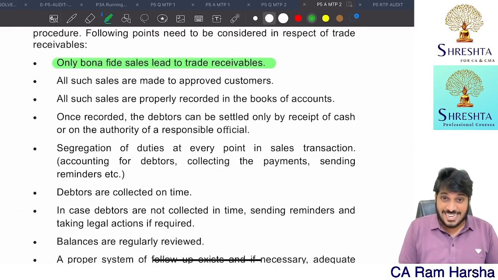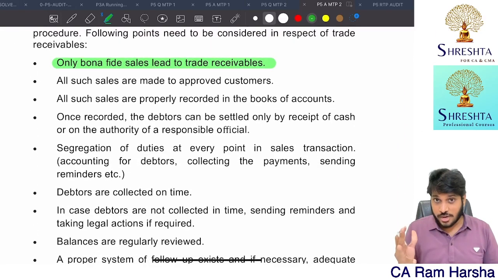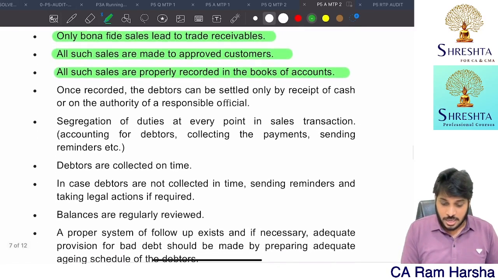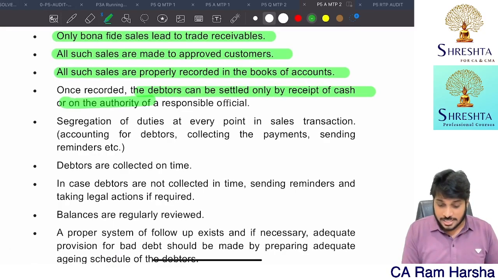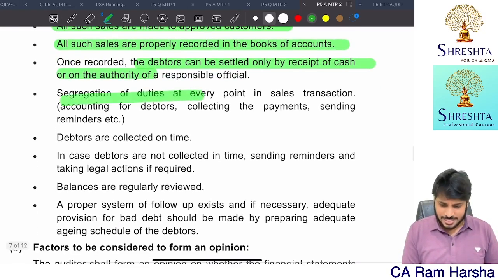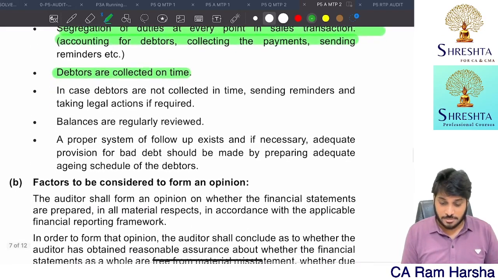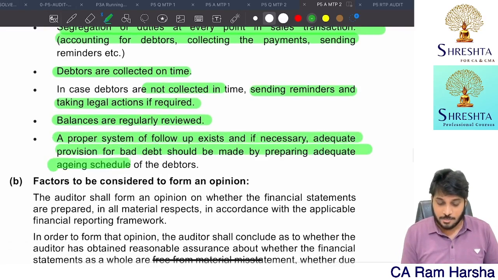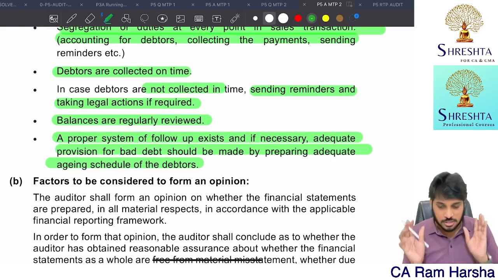Only bona fide sales, only genuine sales are recorded. That leads to trade receivable. And all the sales are made only with approved customers. All the sales are recorded in the books of accounts. Debtor amount can be settled only on receiving the cash. See that segregation of duties is there at every point of sale transaction. See, debtors are collected on time. If they are not collected on time, how is the company taking legal action? Balances have to be regularly reviewed. A proper system of follow-up should exist for creating provision for doubtful debts and aging analysis, all that.